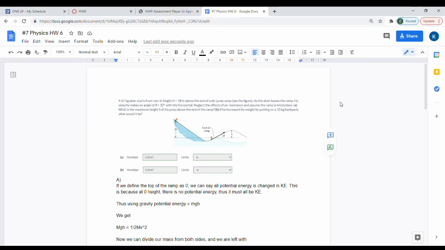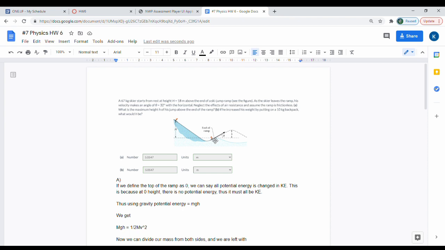Alright, this is question 7, homework 6. So we're being asked the maximum height of his jump. So we are given a change in h. When we have a change of h, let's define the flat right here when he leaves the ramp as 0, or 0 gravitational potential energy. And then we know that the gravitational potential energy is mg change of h. And since we defined the end of the ramp as 0, that means he has no gravitational potential energy.